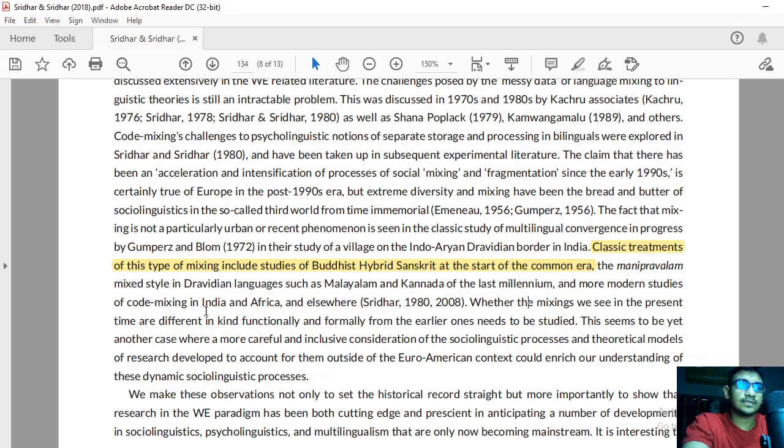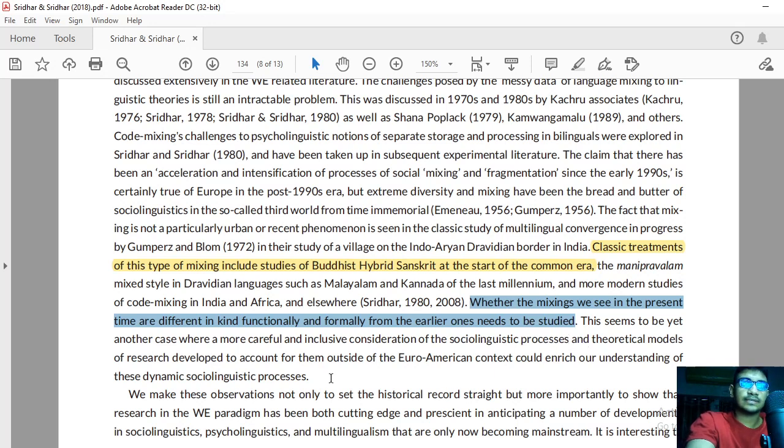And more modern studies of code mixing in India and Africa and elsewhere. Whether the mixings we see in the present time are different in kind, functionally and formally, from the earlier ones needs to be studied. So here is a research gap, where Sridhar and Sridhar are pointing out that this could be a future research topic. This should be studied. This seems to be yet another case where a more careful and inclusive consideration of the sociolinguistic processes and theoretical models of research developed to account for them outside of the Euro-American context could enrich our understanding of these dynamic sociolinguistic processes.